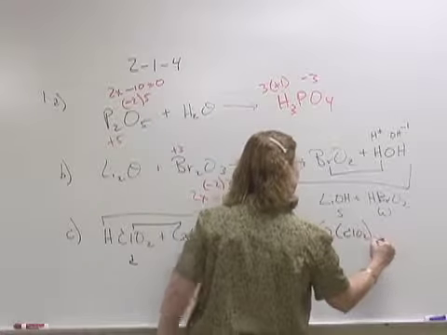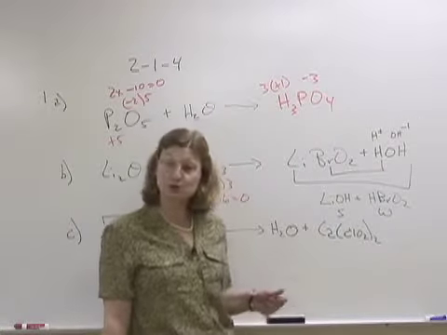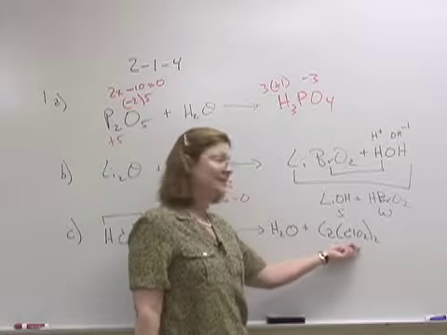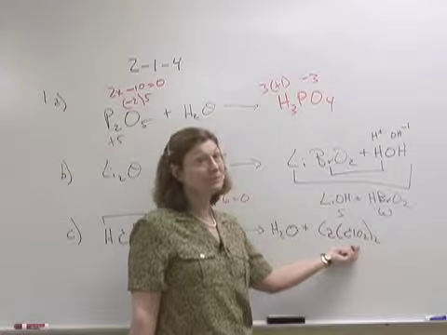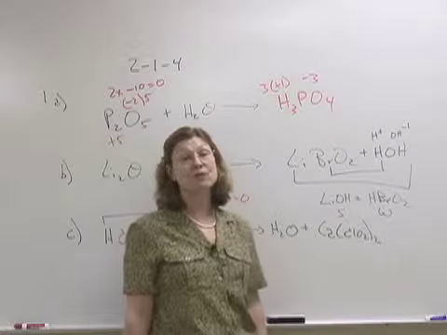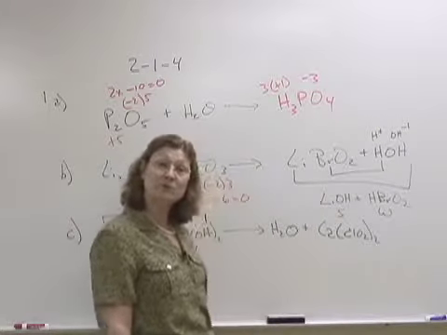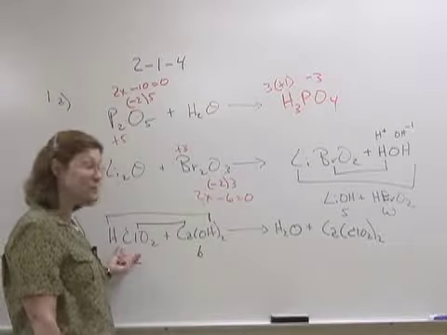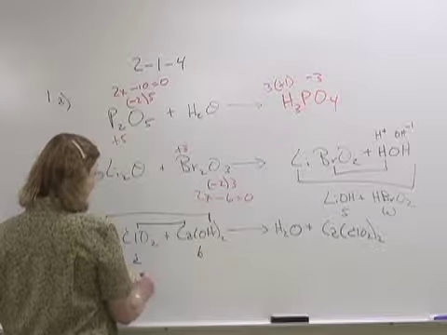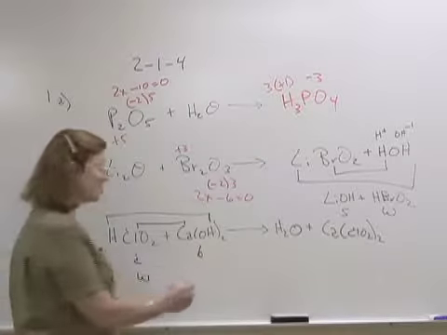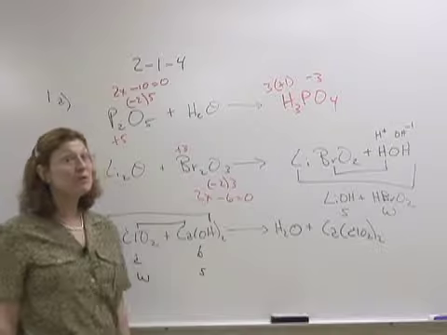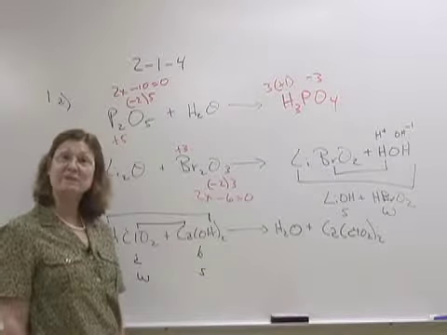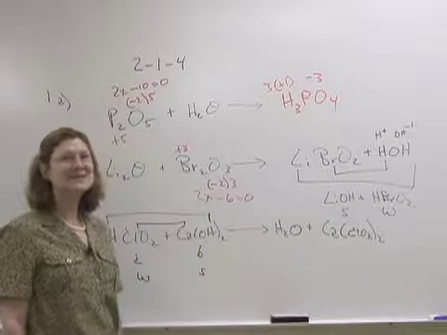chlorite. However, I still must balance the charges in the compound. And calcium is +2 and chlorite is -1. Compounds must be 0, so I need 2 chlorites. To determine what the resulting solution is, I see that my chlorous acid is weak and my calcium hydroxide is strong. So we remember that the strong rules, and therefore my solution will be basic. And that's how you do number 1.